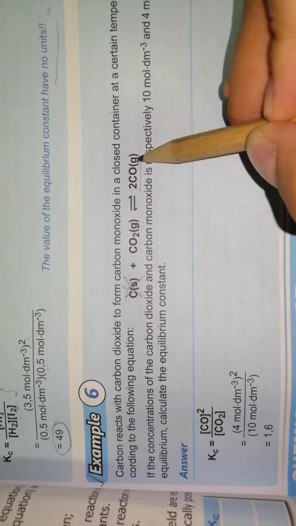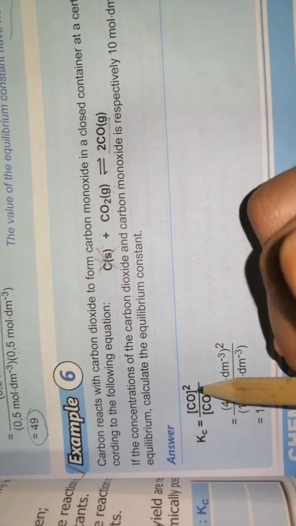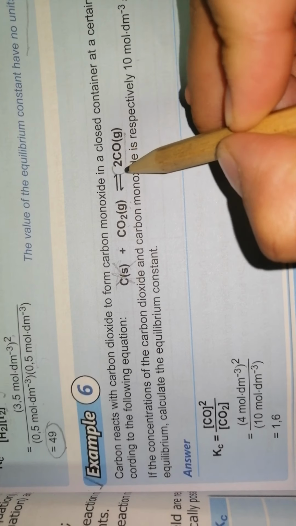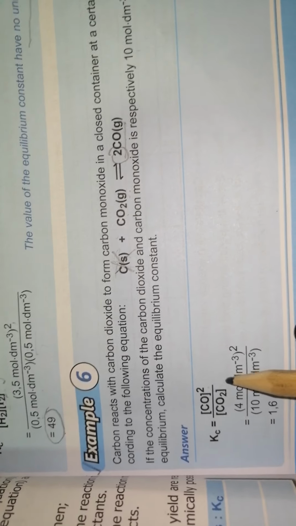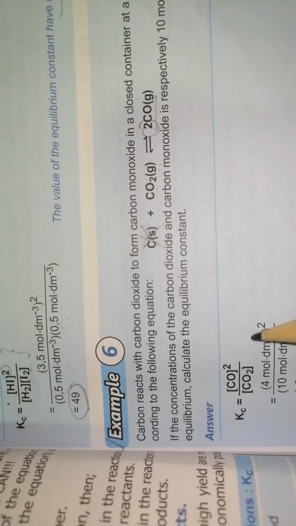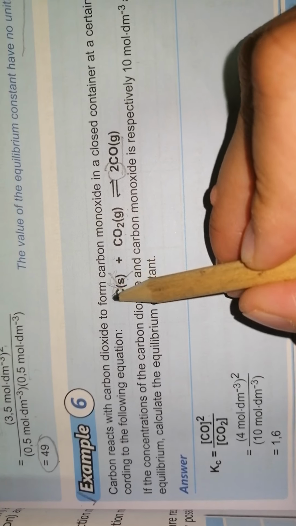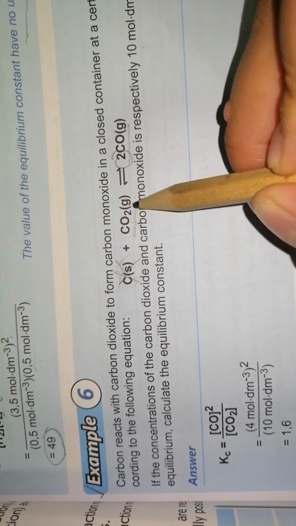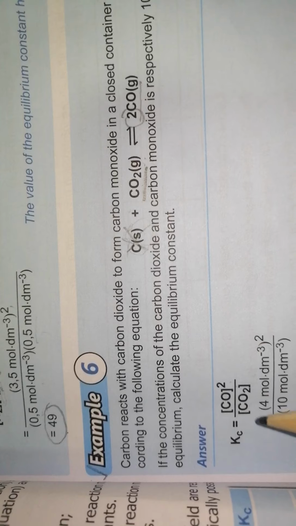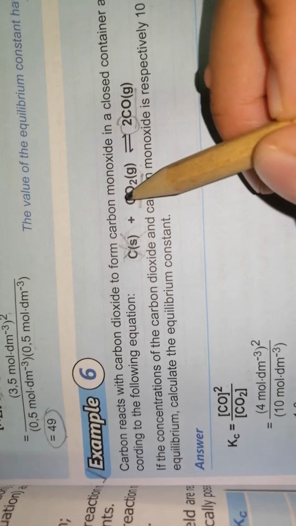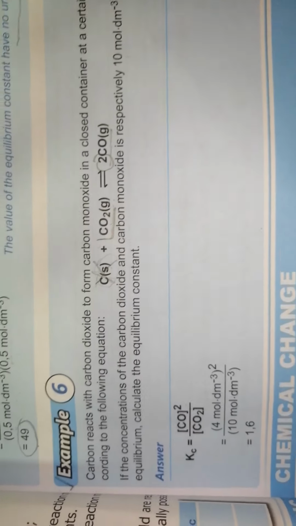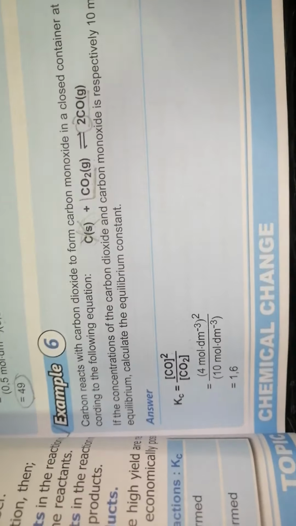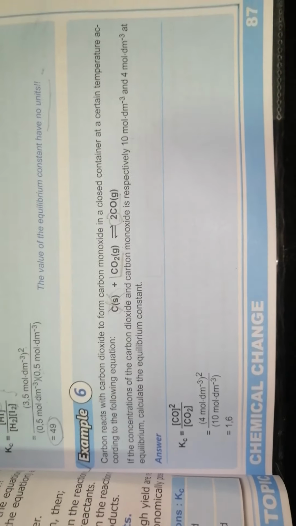Here the product is CO, so you're going to put CO in square brackets, and the coefficient is 2, so you're going to raise it to the power of 2. Then you're going to divide by the concentration of reactants, and since we are ignoring carbon because it's a solid, we're only going to include CO2. So you're going to put CO2 in square brackets. The coefficient is 1, so you just have to leave it as a 1. Right, now that we have the expression, we can just substitute and then just calculate the Kc value.